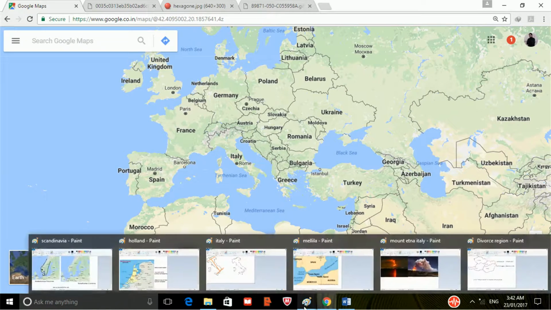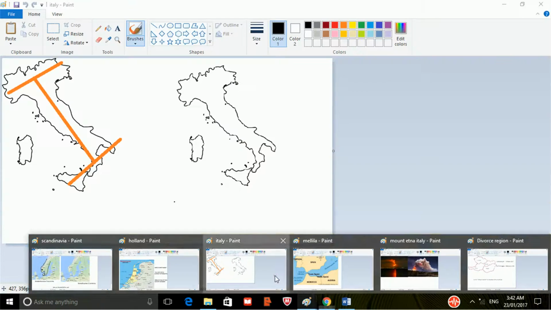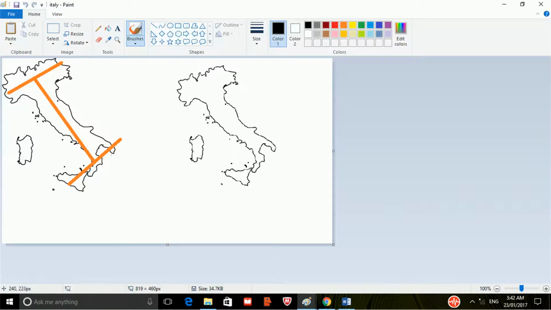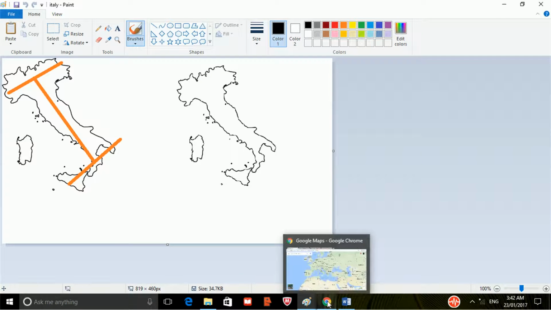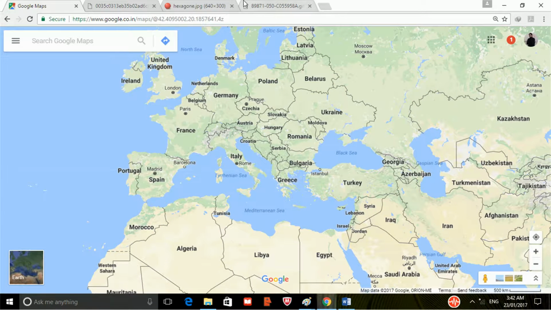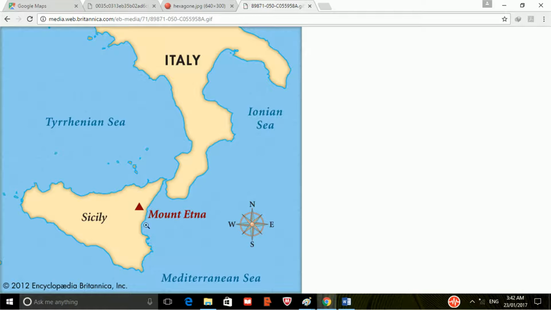How I remember Italy is, to me, it looks like an eye. So it's not a perfect eye, but yeah, that's how I remember it. Italy looks like an eye. Italy is also home to the very famous active volcano Mount Etna.